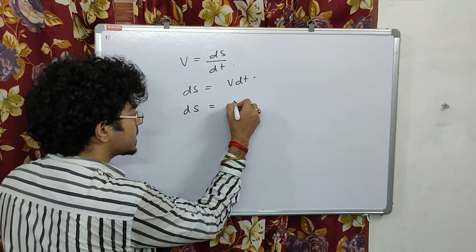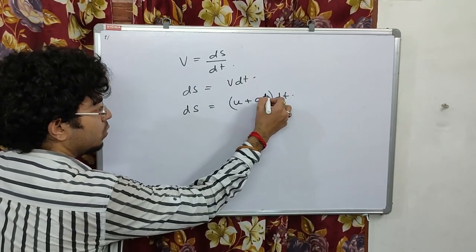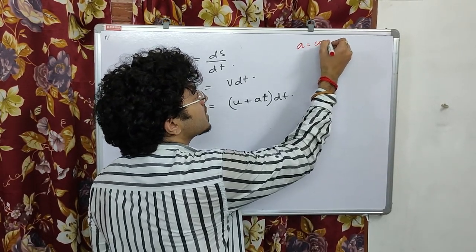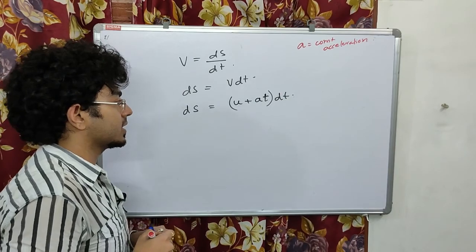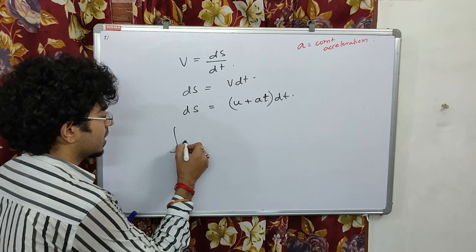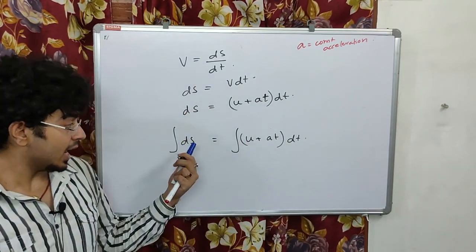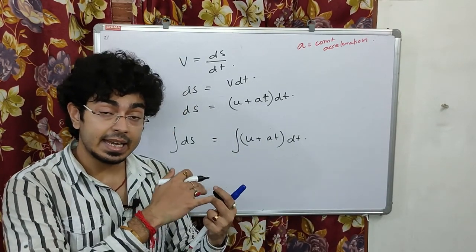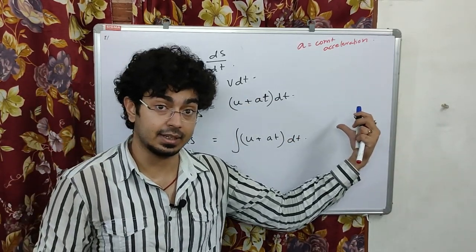So ds can be written as (u plus at) dt. Why am I writing u plus at? Because we know v is equal to u plus at, and here a is the constant acceleration. So from here, if we integrate this, what can we get after integration? Now here is the main trick. Here I will place the lower limit and upper limit in the same way I have just explained, that is n minus 1th second to nth second. It has covered distance from Sn minus 1 to Sn, right?